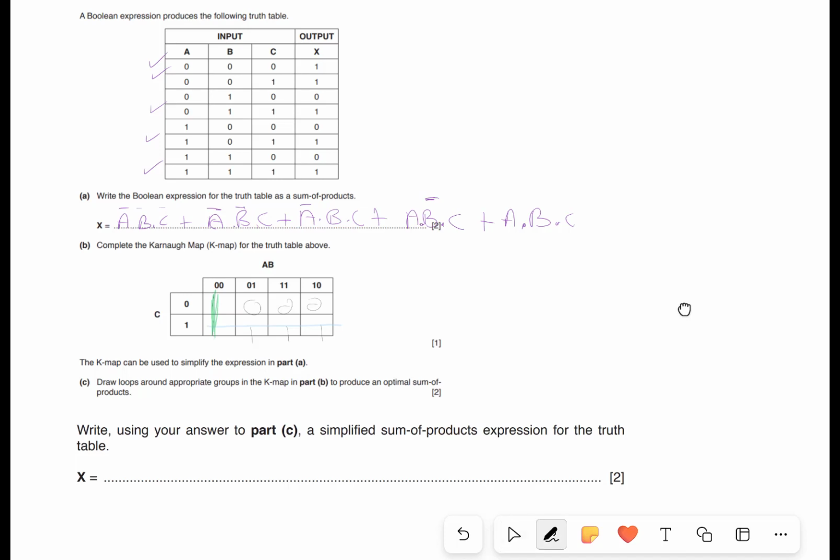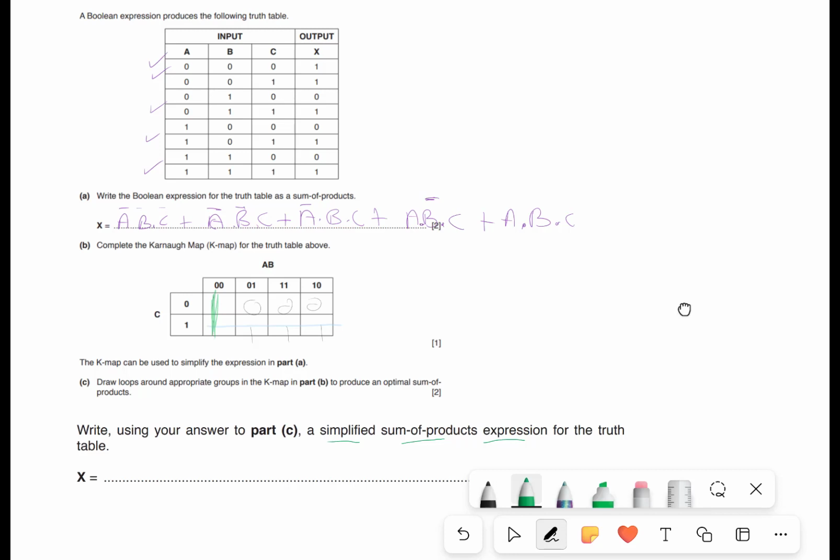Okay, so the final part to this question is what we want to do: take our K-map and write what's called a simplified sum of products expression for this truth table. So what's it basically wanting us to do? Well, it's wanting us to simplify the expression. See if you can give it a go yourself first. Hint: use the pairs, or should I say the groups, to help you simplify it.